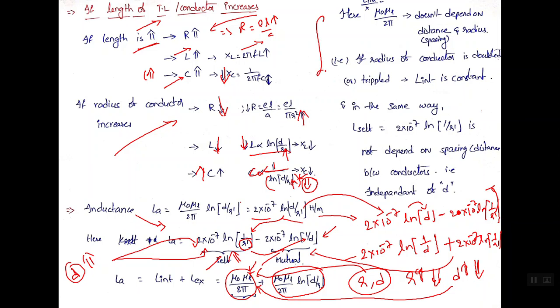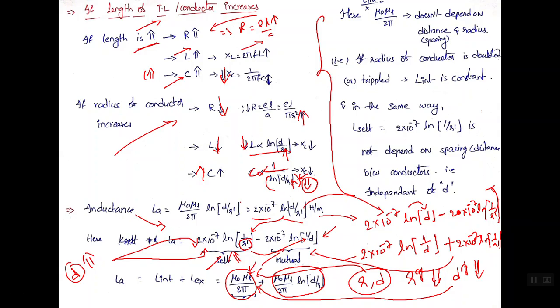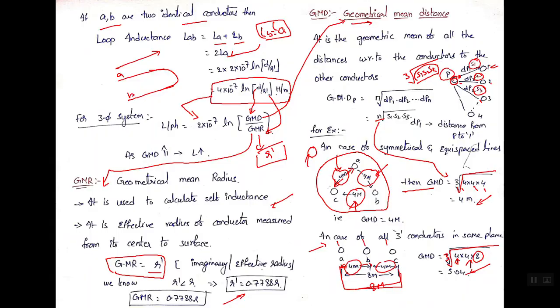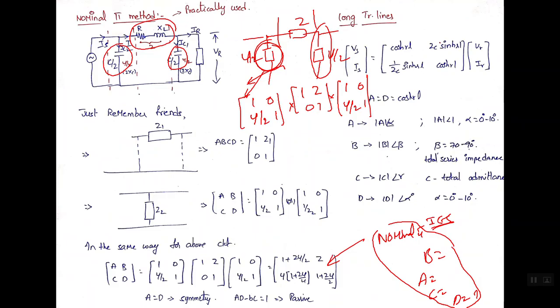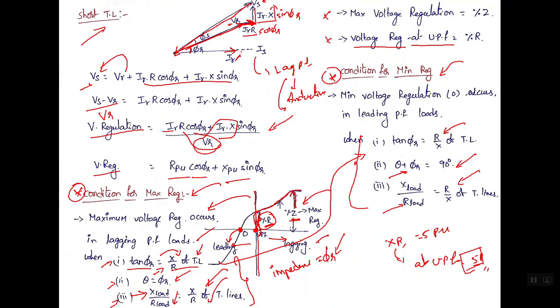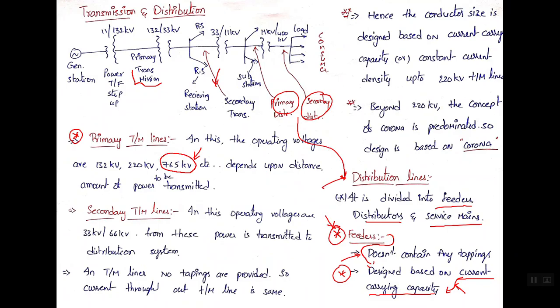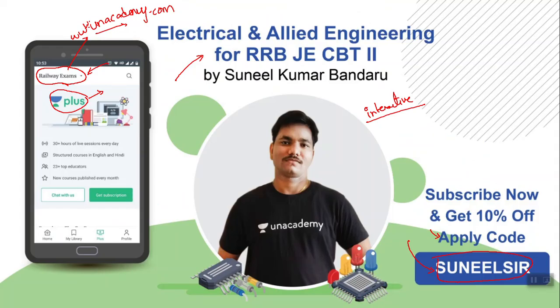I have given all the details step by step. Don't worry, download the PDF and you can get the idea on these topics. Friends, in this class we have covered transmission line parameters and basics of transmission and distribution. This PDF will be very useful for your preparation. This is useful for all the JE level and also B.Tech level exams.